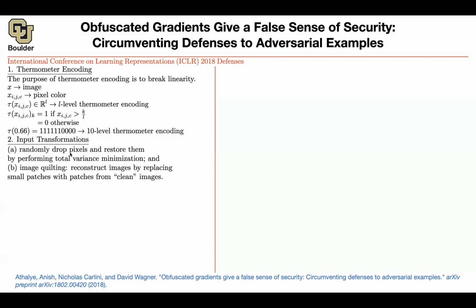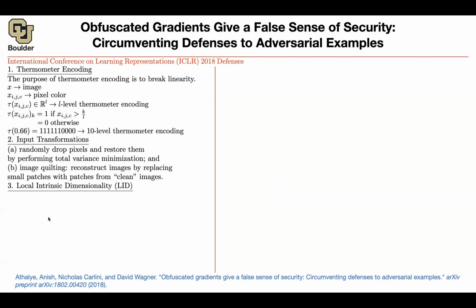You start to randomly drop pixels from your image, and you restore them. Now you have some dropped pixels in your image. How do you restore them? You look at the variance of your entire image, and then try to adjust these missing pixels to minimize the variance or the variation in your image. At the same time, you can reconstruct your image by replacing some small patches with patches of clean data having the same class. Again, similar idea. You don't want people to be able to reach your input image through backpropagation and then change it.